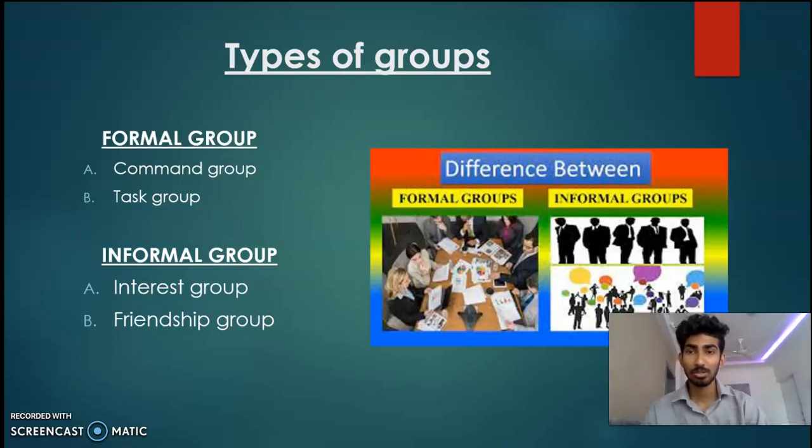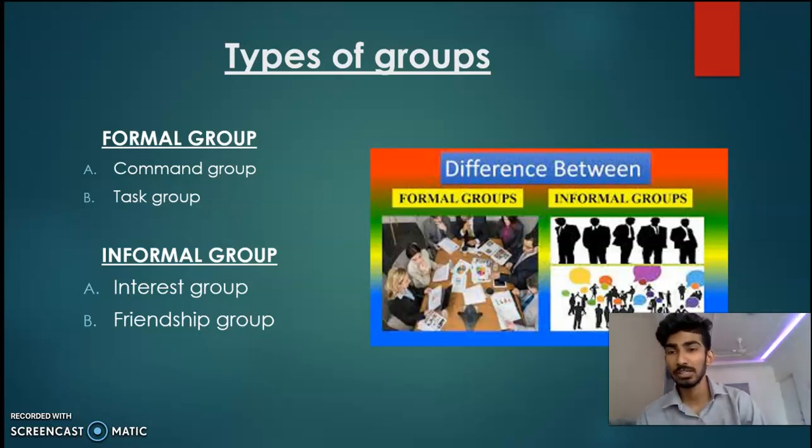Now we will see the different types of groups. So basically, there are two types of groups. The first is formal group and the second is informal group. So let's understand what is a formal group. A formal group is a designated work group defined by an organizational structure. There are two further subdivisions. The first is command group. In a command group, an individual needs to report to the commanding manager. So the manager takes the decision, and the command group is used within a formal group.